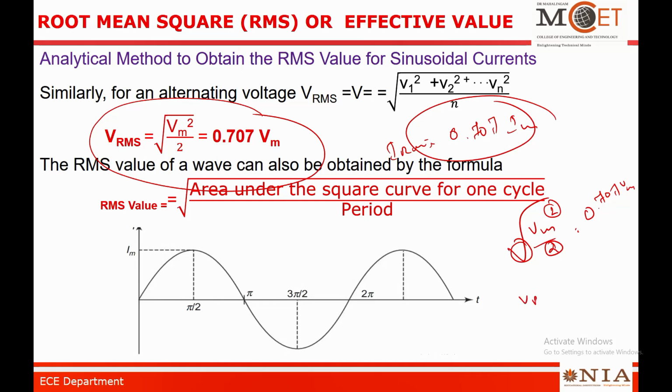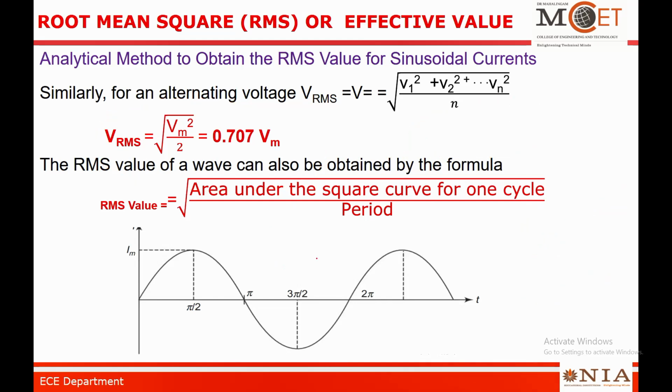So VRMS value will be equal to 0.707 Vm. And finally, the RMS value will be equal to the root of the area under the square curve of one cycle divided by the period. Here, the period is this term T.